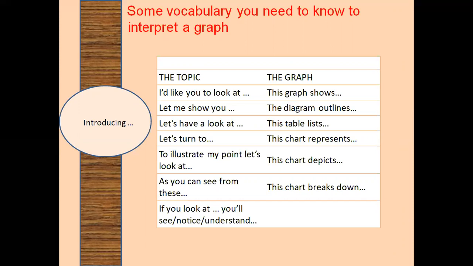But if you think that this is a graph, how can you start it? This graph shows, the diagram outlines, this table lists, this chart represents, this chart depicts so and so, this chart breaks down into different categories. So you can begin this paragraph using any of these phrases. To illustrate my points, let's look at this graph. As you can see from the data given in the form of a graph, if you look at this, you will see, notice, understand. So this is the vocabulary that will help you to begin your paragraph.